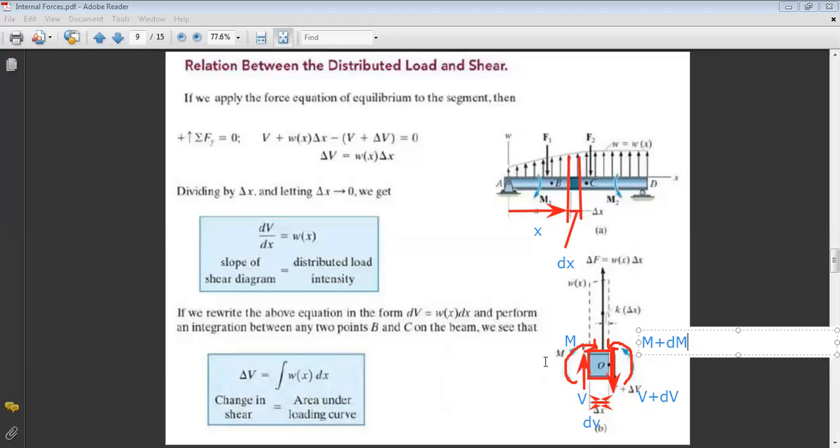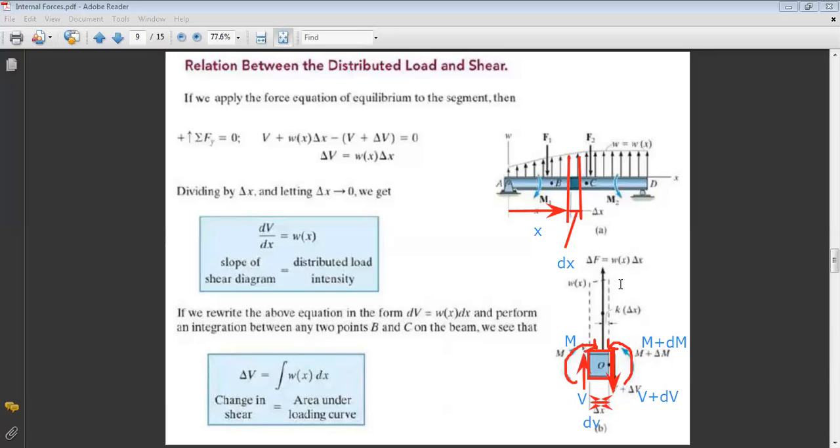Or, what we will do first, we will consider the distance delta x. So if you consider the distance is a certain delta x, then V is V plus delta V, and M is M plus delta M. Then we will tend delta x to a very small value. So we tend delta x to dx, and we will see what relation we will obtain. Our purpose is to relate the shear to the distributed load.